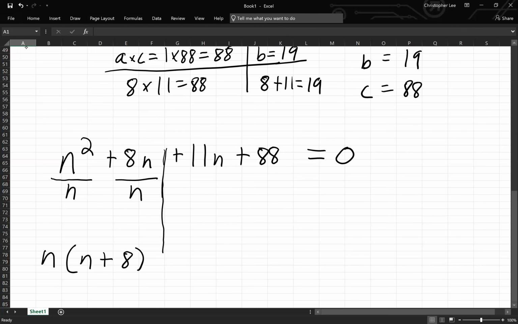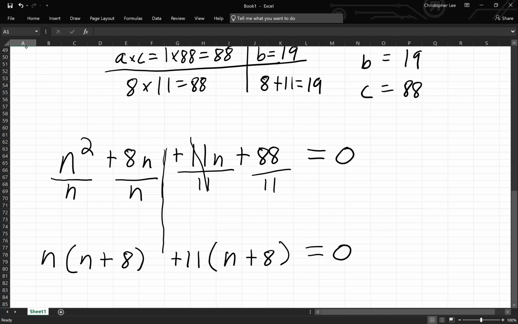Very good, right? Now I'm looking at my right-hand group. This is 11n plus 88. What is the greatest common factor there? All right, positive 11, very good. Now remember, when I factor out a positive 11, it's like I'm dividing by 11. So what's left over? Not 8. 11 and 11 cancels out. I'm left with n plus 8, right? And then that equals 0.